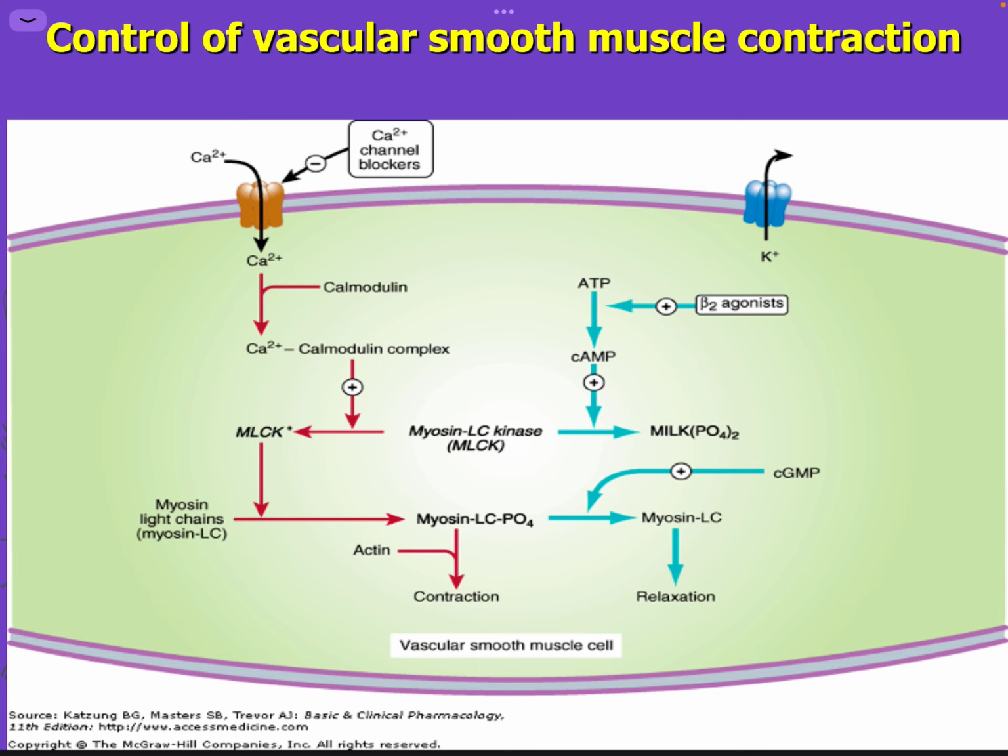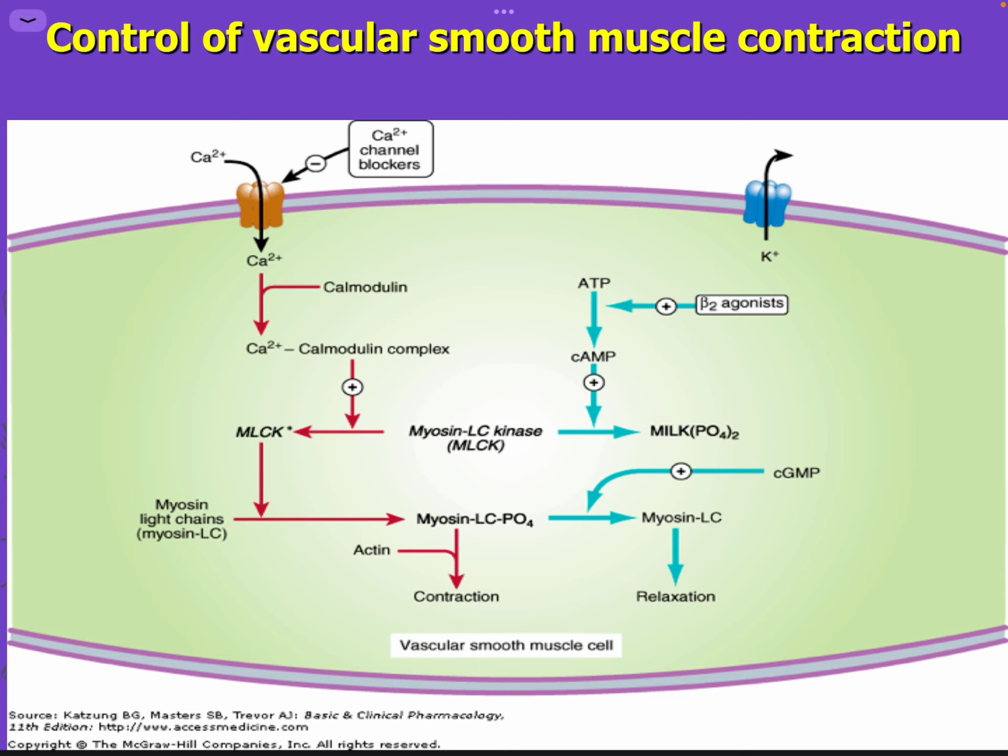So when I block this, I'm going to prevent the contraction of the muscle, leading to relaxation. Another pathway is called beta-2 agonist. Beta-2 agonists, if you remember, are present in the vascular smooth muscle cells, and what they do there is they cause relaxation.